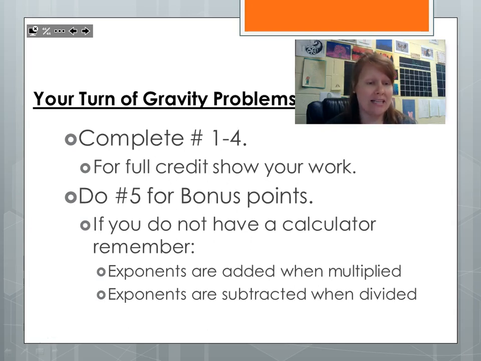If you do not have a calculator and you're like, Miss Little, these exponents are so massively high, remember that if you multiply exponents, you're just adding those together. If you divide exponents, you're subtracting those. I had a student message me over the weekend who started working on this, and after I finished it, I was like, oh my goodness, I feel so dumb. I forgot simple algebra 1.